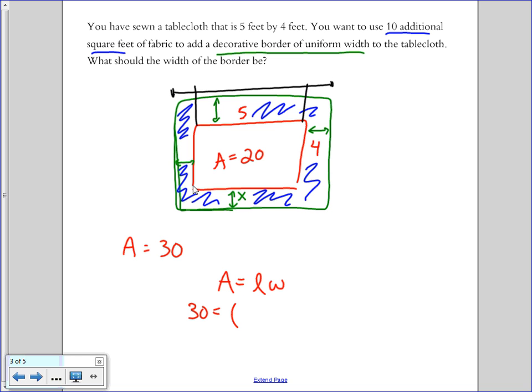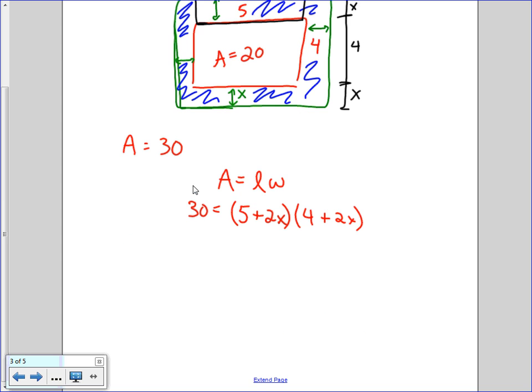Well, that part of it is 5, because our original quilt had a length of 5. And we're adding an x and an x to either side because the border is extending in both directions. So the length of the quilt, when it includes the border, is 5 plus 2x. The width of the quilt is this dimension, which is the 4 plus an x on both sides as well. So 4 plus 2x. And again, this is going to be quadratic when we FOIL it together, and you can subtract 30 from both sides to make it say equals 0, and factor it and solve it.